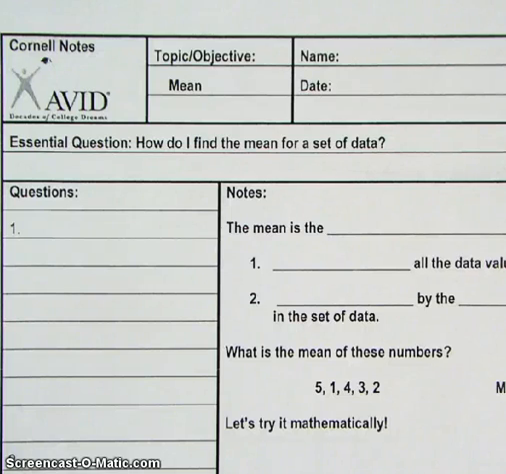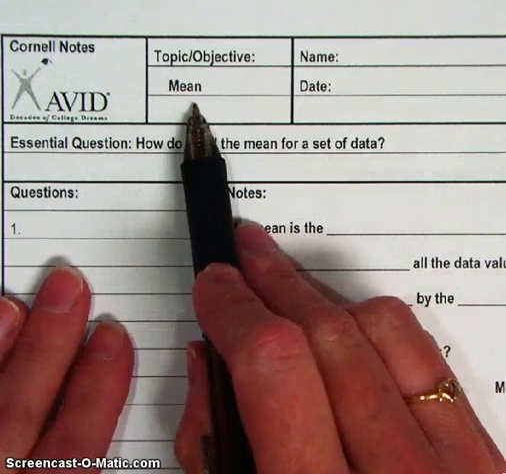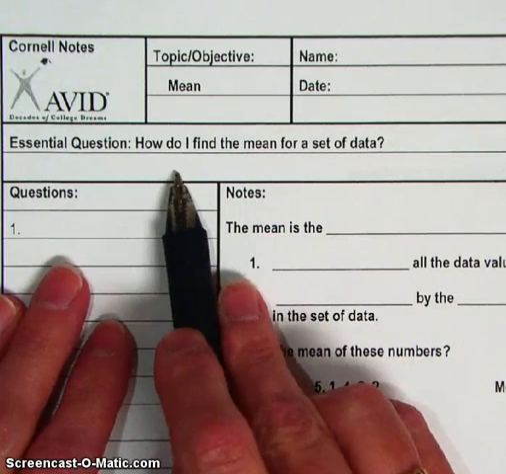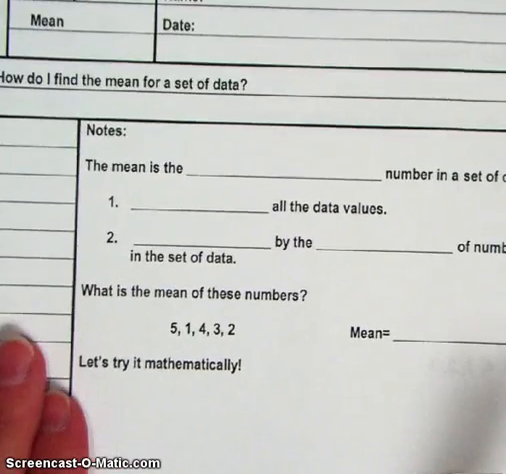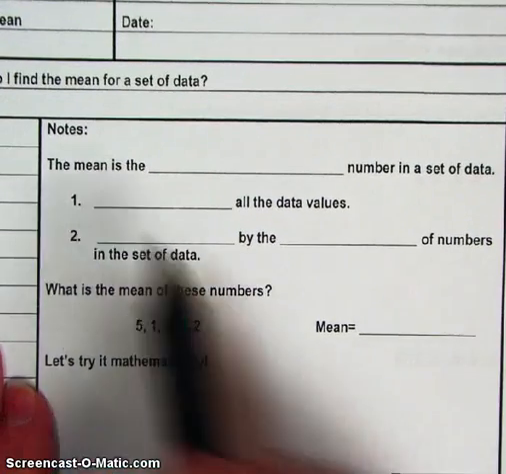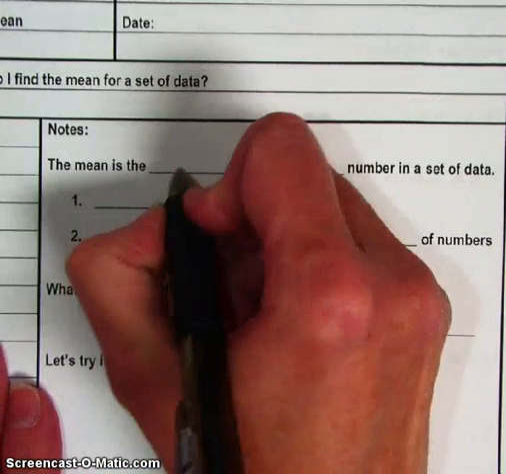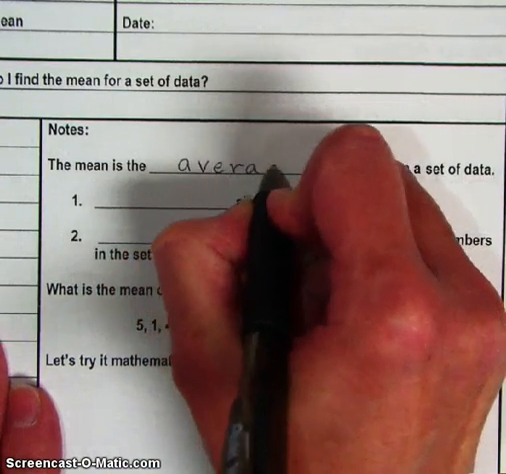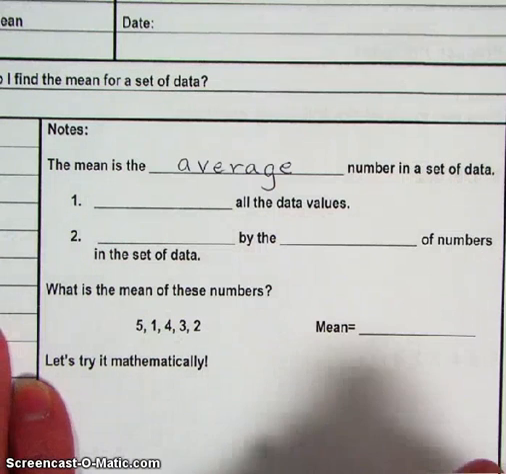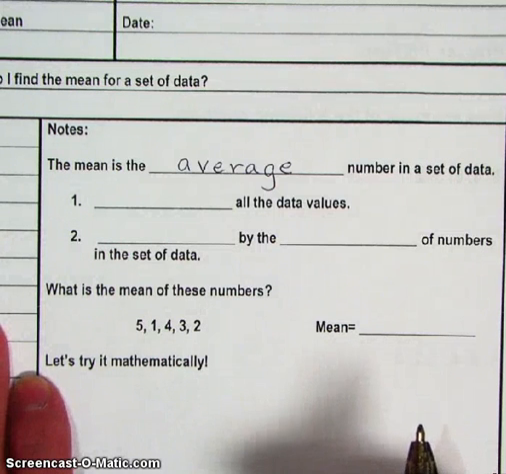Hi everyone. Today we're going to talk about mean, and our essential question is how do I find the mean for a set of data? So let's take a look at the definition of what a mean really is. The mean is the average number in a set of data. So if we had a set of data, just different numbers, and we try to find the average of that, we will have found the mean.